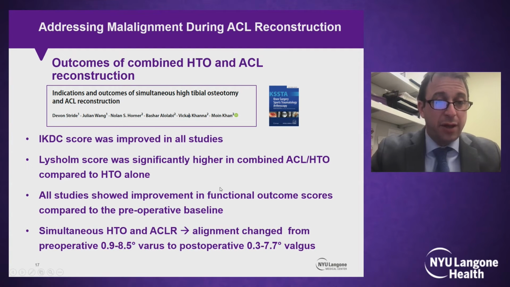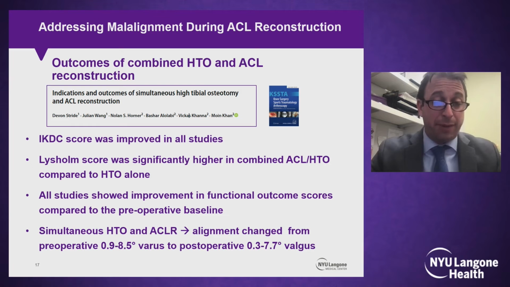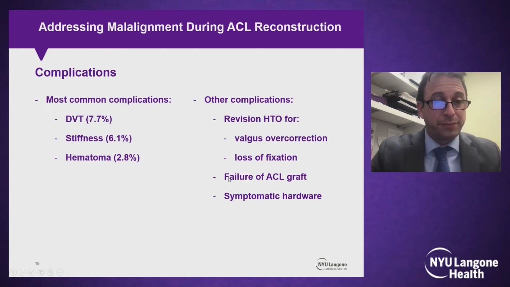In a similar study, a systematic review of combined HTO and ACL reconstructions was performed, and in every study analyzed, the IKDC score was improved over the preoperative baseline. When comparing combined ACL and high tibial osteotomies to HTO alone for this pathology, the Lysholm score was significantly higher in the combined procedure. Every study analyzed in this systematic review showed improvement in functional outcome scores, and the alignment in these patients when combining the HTO and the ACL reconstruction changed from a preoperative 1 to almost 9 degrees of varus to postoperatively just about almost 7.5 degrees of valgus.